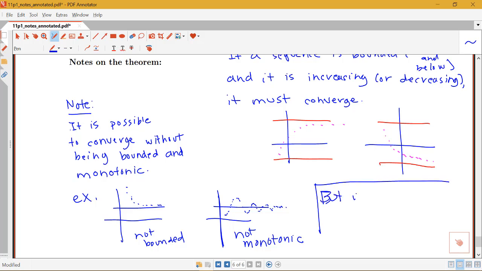So the important thing to note out of these statements: if a sequence is bounded and monotonic, it must converge.